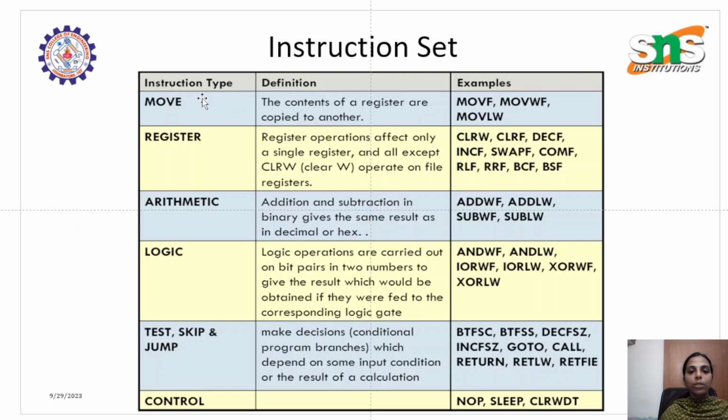So the move, clear, swap, complement, rotate instructions are categorized under register instructions. Then add, subtract, and so on are categorized into arithmetic instructions. Then AND, OR, XOR are categorized under logical instructions. Then bit, set, increment, go to, call, return are categorized under test, skip and jump. All these are conditional instructions. Then control instructions are also there: no operation instruction, sleep instruction, and clear watchdog timer instruction.